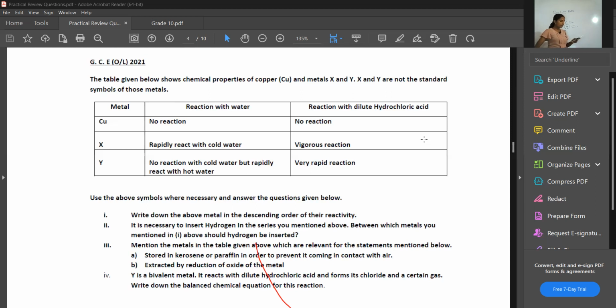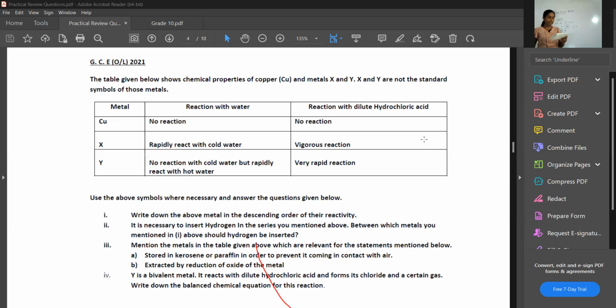Extracted by reduction of the oxide of the metal. Yes, reduction methods. Again, I am saying it is related to the activity series, right? So it should be Y. Reduction methods.